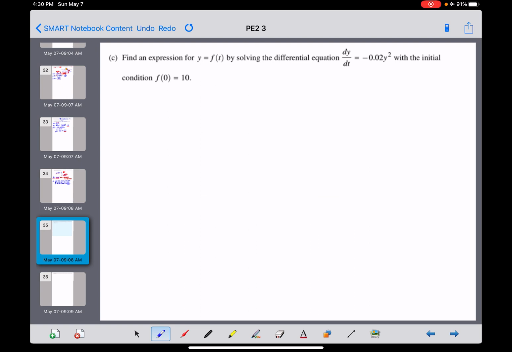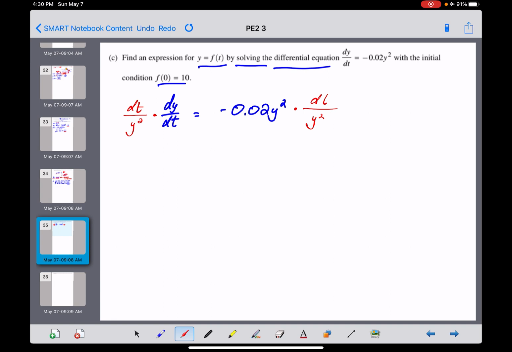Okay. Here we go. Find an expression for y equals f of t by solving the differential equation with this initial condition right here. So, diffy q, guys: dy/dt is equal to negative 0.02y squared. Step 1, separate your variables. All I'm going to do here, guys, is move the y squared to the left, but not the 0.02t. So I'm going to divide both sides by y squared, and I'm going to multiply both sides by a dt, and let's see. That's going to cancel with that.